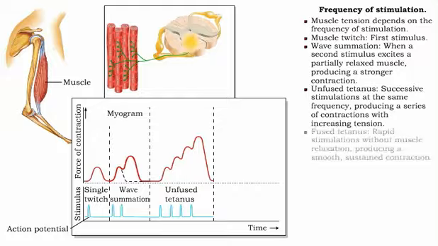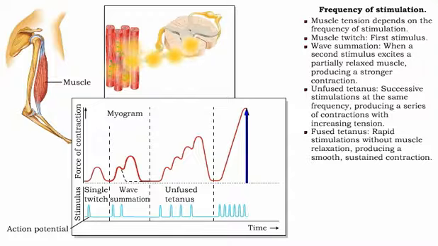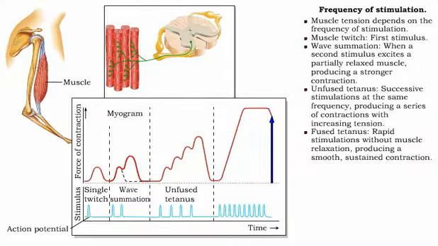If the frequency of the stimulations increases to a point where the muscle does not have a chance to partially relax between twitches, the muscle will exhibit a smooth, sustained contraction called complete or fused tetanus.